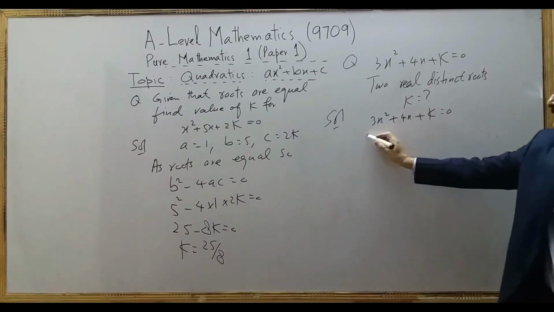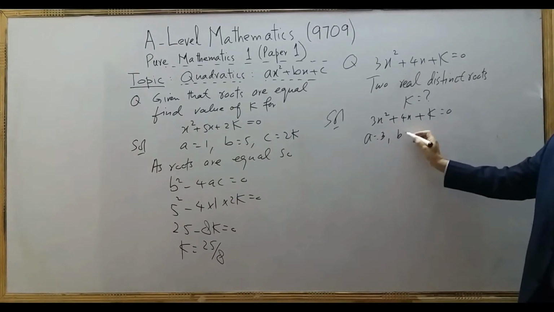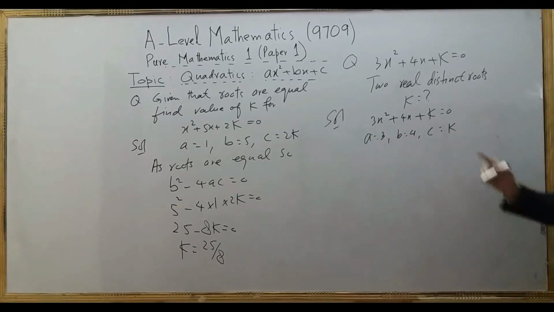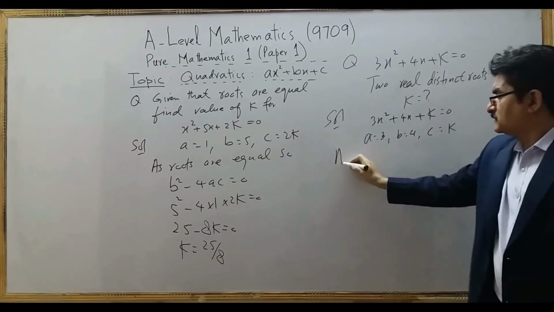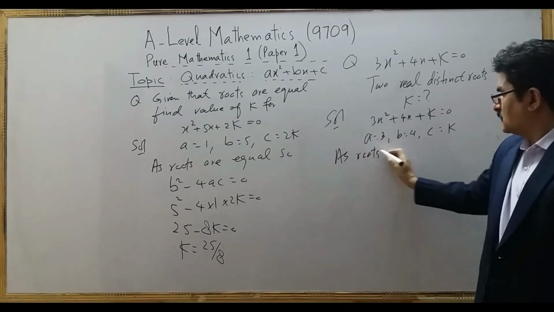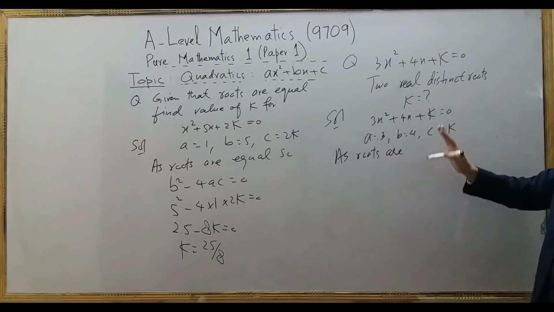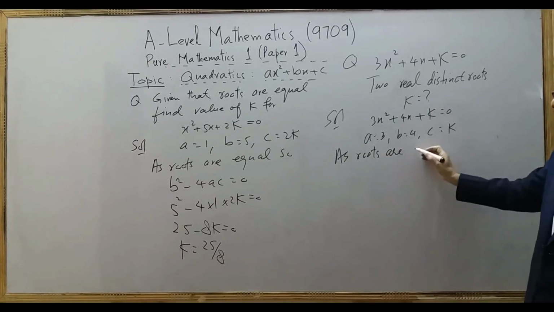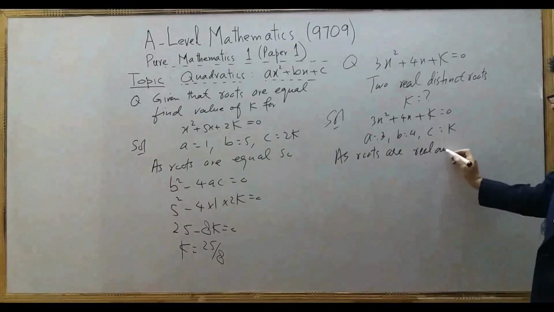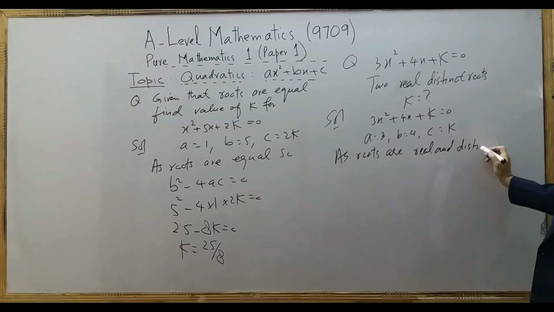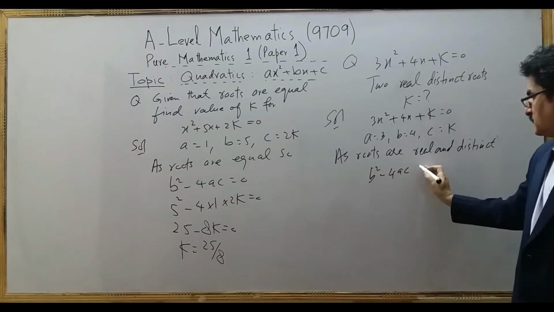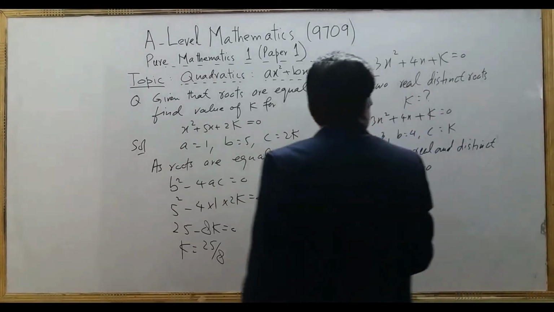So comparing with ax square plus bx plus c, a is 3, b is 4, and your constant c is k. Now we are told about the roots. You are not given the actual values of the roots, you are given information about the roots. As the roots are real and distinct, what do you know happens? The discriminant will be greater than 0.